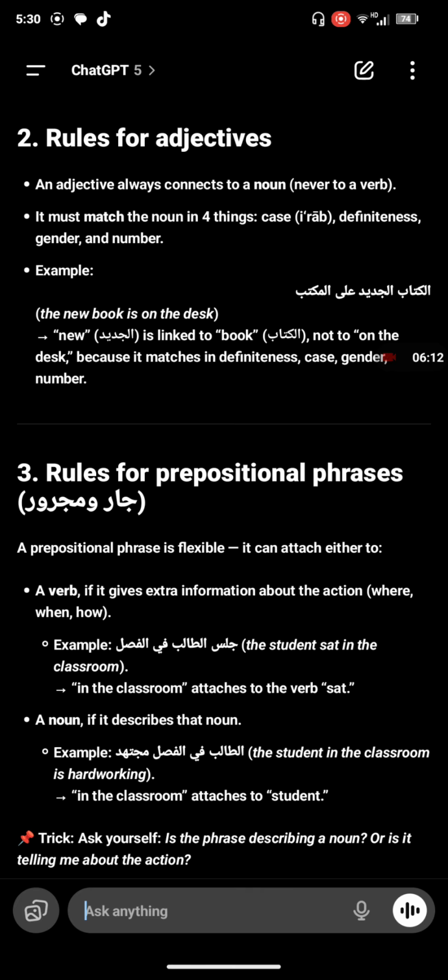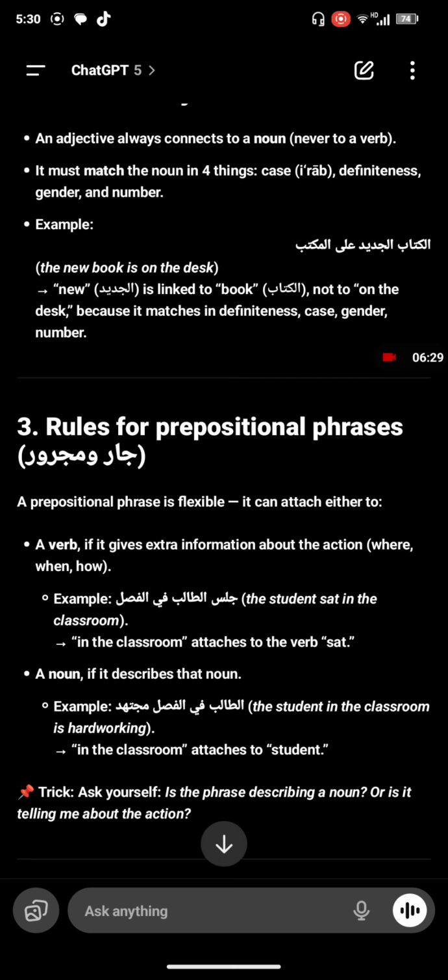It must match the noun in four things. Irab, the case ending for the last letter in the word. So it has to be the same in definiteness, gender, number, and case. So it'll be kataba, al-katab, and jadid. They both match. It doesn't have the harakat or the diacritics on it, but they would have a dhamma tanween, I believe, maybe at the end, and that's how those will be related.